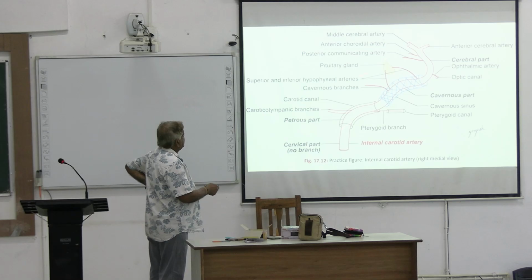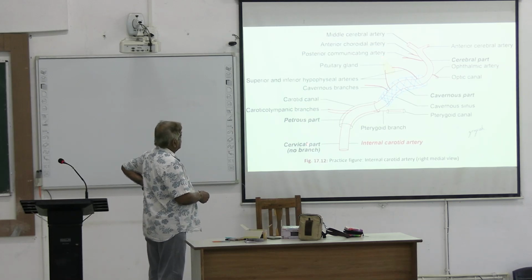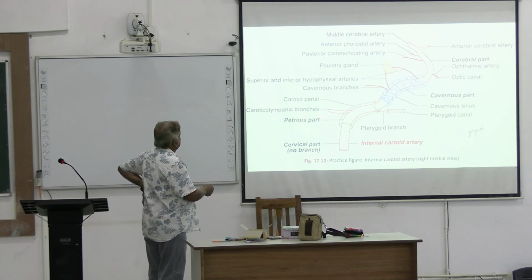Now, this is the practice figure. You see the cervical part, no branches of internal carotid. Petrous part, caroticotympanic branches. Through the carotid canal it gives one branch, the caroticotympanic branch.